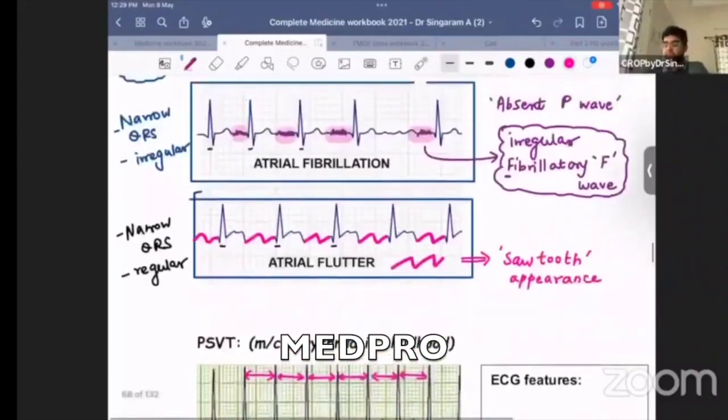So quickly look at the ECG findings. In atrial fibrillation, you have a narrow QRS with irregular rhythm and fibrillatory waves, or F waves. Whereas in atrial flutter, you have a narrow QRS with a regular rhythm. But what is the appearance of the P wave? It's called the sawtooth appearance of the P wave. I hope we can follow that. These are the two important examples of tachyarrhythmia. Are you able to follow? Atrial fibrillation is irregular, atrial flutter is regular.